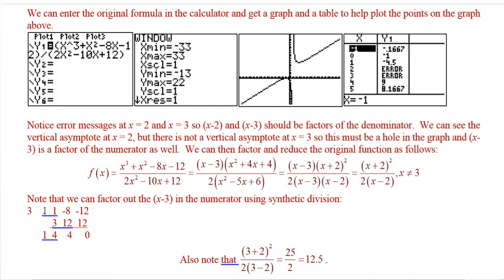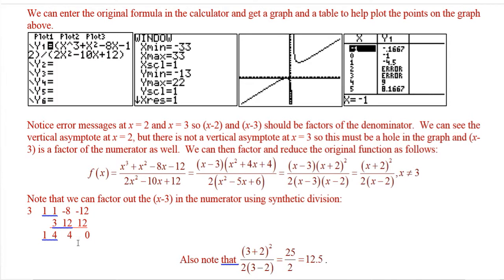And the way synthetic division works is you take this 1 and bring it down. 3 times 1 is 3. 3 plus 1 is 4. 3 times 4 is 12. Negative 8 plus 12 is 4. 3 times 4 is 12. Negative 12 plus 12 is 0. This last part is the remainder.